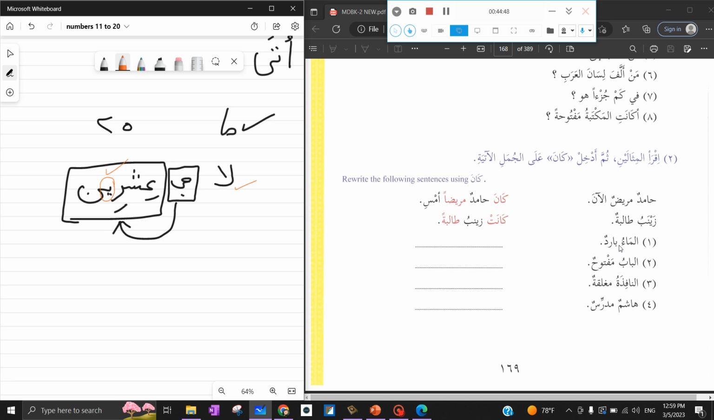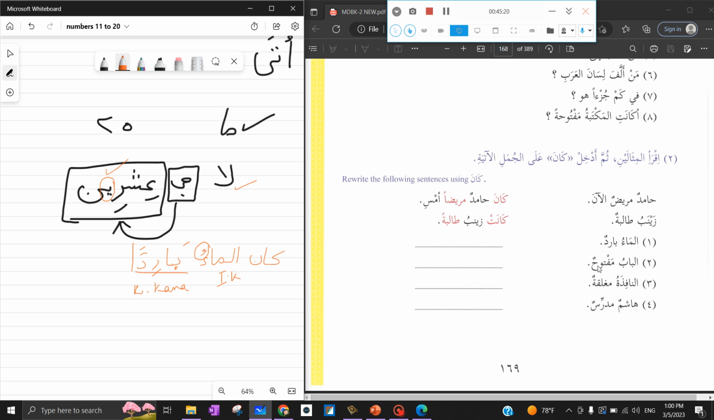Al-ma'u baridun. So al-ma'u baridun. What will you say? Kana al-ma'u. What will happen to the khabar? Baridan. So it will be in mansub case and this will remain in marfu. So this is ism kana. I'm writing it in short and this is khabar kana.